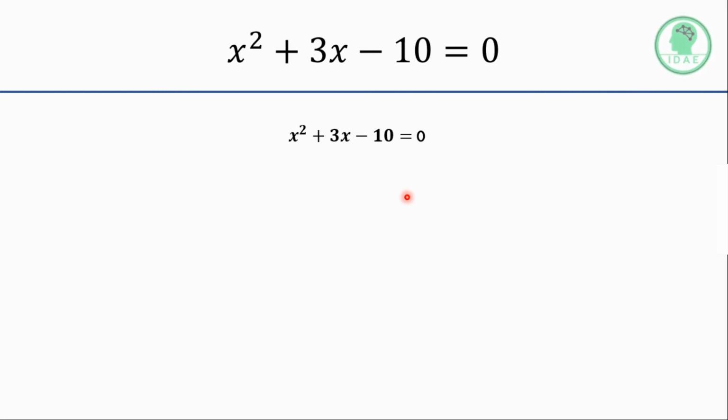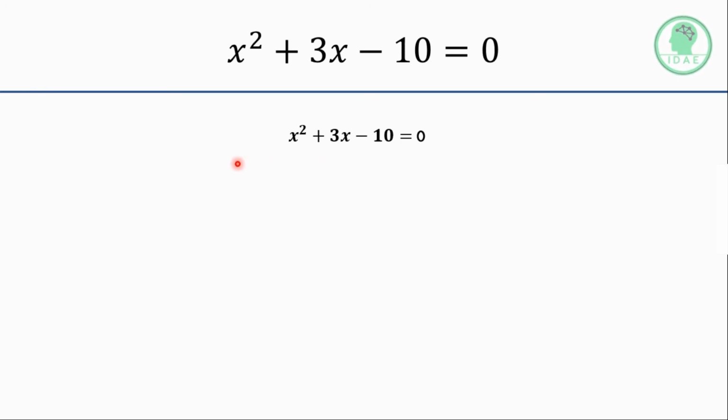And this is super easy. What we need to do is we need to find two numbers that multiply to negative 10 and add up to 3, all right? Multiply to negative 10 and add up to 3. So we need to find two numbers that multiply to negative 10 and add up to 3, all right?